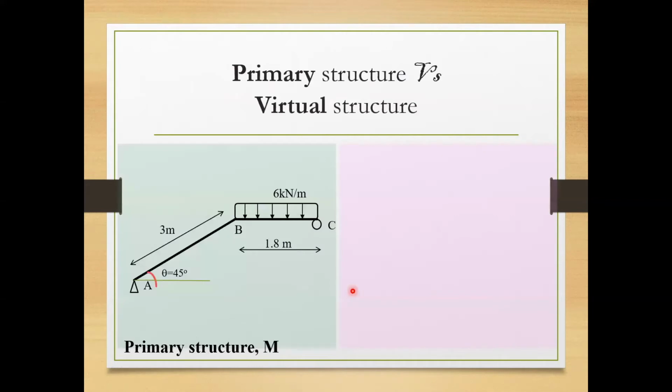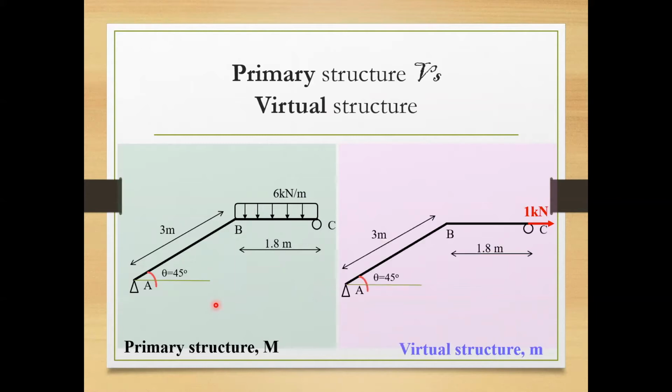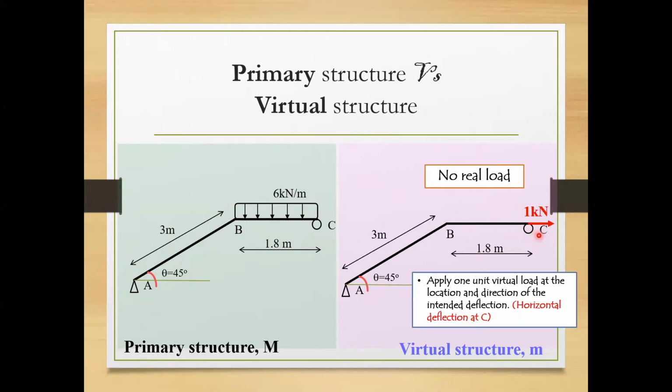The primary structure can be taken from the real structure directly, whereas the virtual structure can be drawn with several treatments. In order to draw the virtual structure of this problem, we can still draw the same geometry and support condition as of the real structure. But now, we need to remove all the external loadings. In this case, 6 kN per meter was removed.